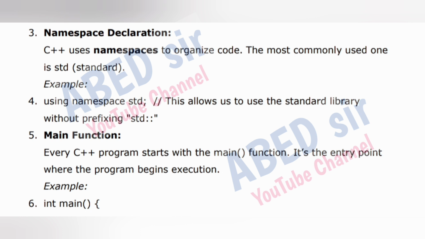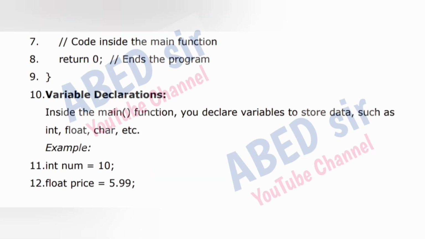3. Main function. Every C++ program starts with the main function. It's the entry point where the program begins execution. Example: int main(). Code goes inside the main function. Return 0 ends the program.